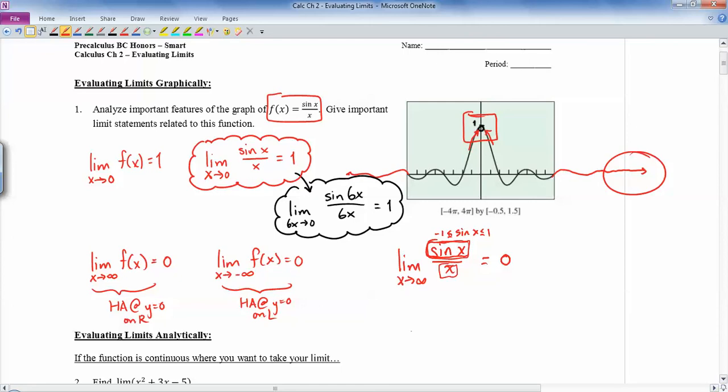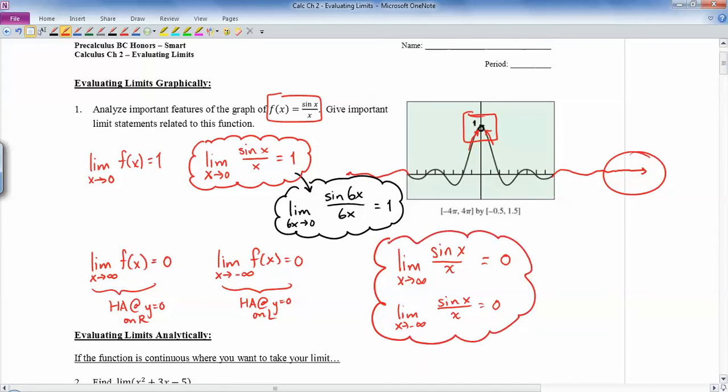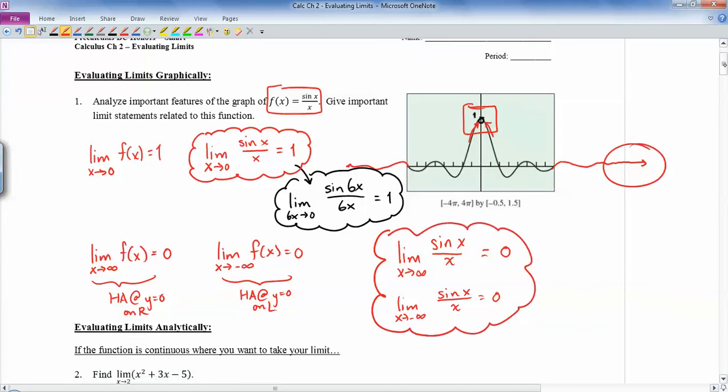And then you could do the same exact thing as x goes to negative infinity. The sine x part is still bouncing back and forth between -1 and 1, but the x value just keeps getting more and more negative. So that turns into 0 too. So you can think of it this way as well. So here are the other two important limits that we can pull out of this graph.